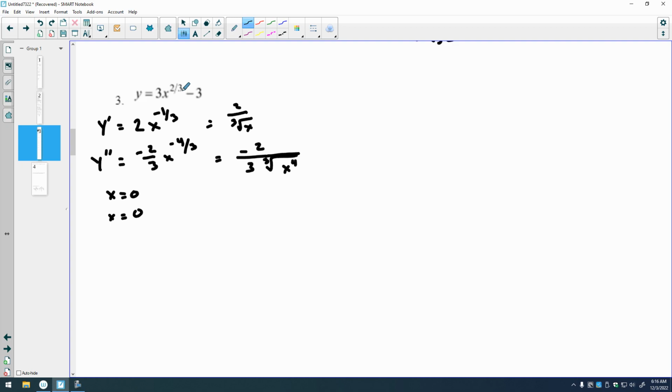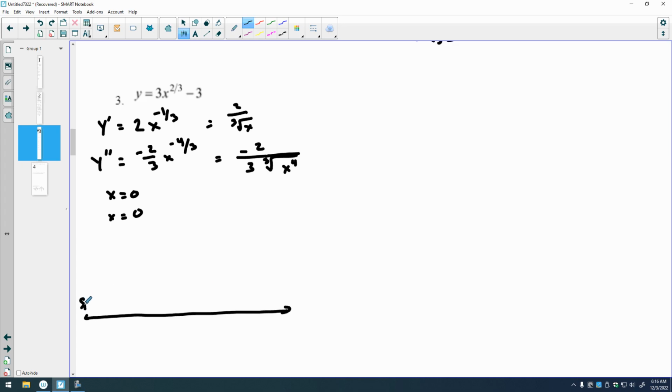Let's go back to the original. Is this undefined at x equals 0? Because that's pretty important. And no, it's not. I can put in 0. 0 raised to the 2/3 power is still 0. Okay. So now jump down to my number line. What in the world's happening here?